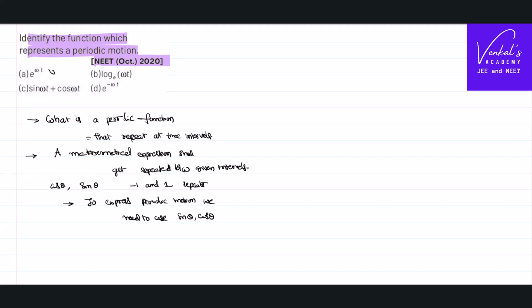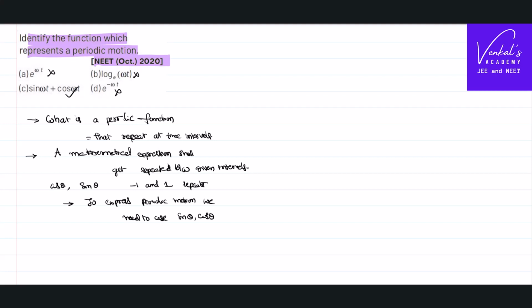Exponential function is not a repeated function, so these two are wrong answers. Logarithmic function also doesn't get repeated between two intervals of time. But for the sine function, sine 0 equals 0, sine 90 equals 1, sine 180 equals -1. So sine always repeats between -1 and +1. So this is the right answer, obviously, because there is no other option available.